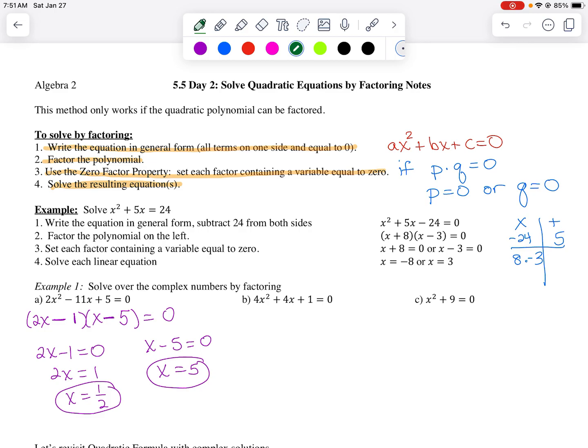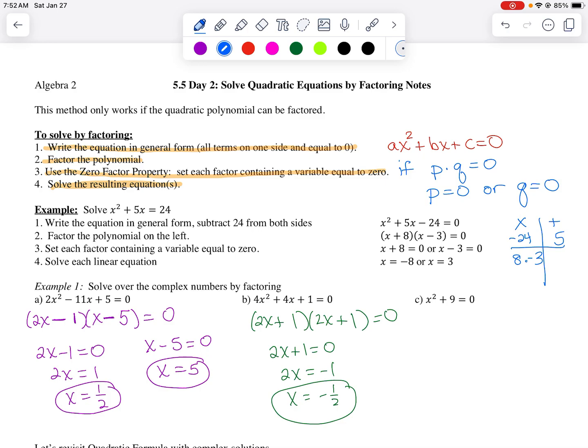Okay, in letter B, 4x squared plus 4x plus 1 equals 0. If you really know your Algebra 1 factoring, this is a perfect square trinomial. So I end up with 2x plus 1 times 2x plus 1. Well, when you have a factor that repeats, I'm not going to write 2x plus 1 equals 0 twice, okay? That would be silly. So I get one answer, but there's two of them. In a little bit, I'm going to explain what that means.